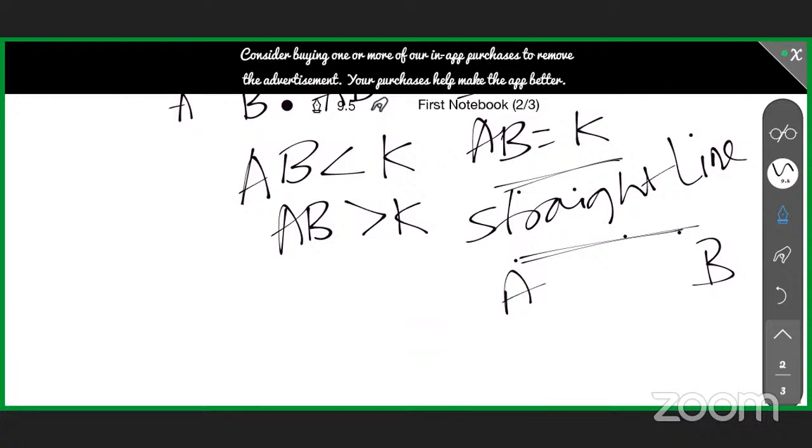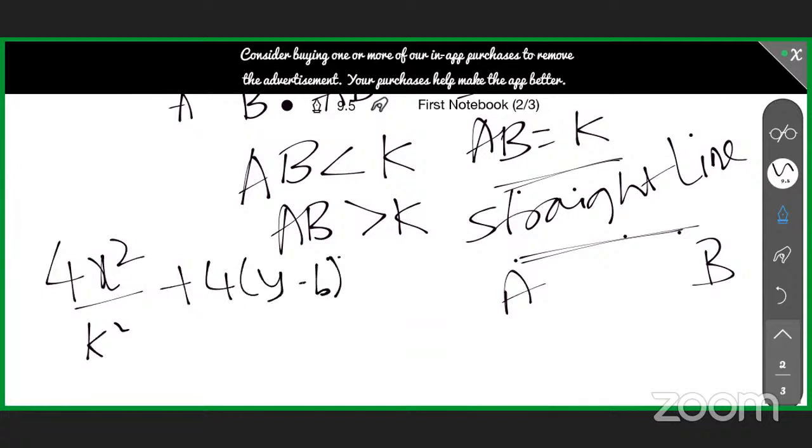See, listen carefully. The equation of the straight line is very simple. I gave two conditions. Correct, no? Students, are you in the meet? What I told, 4x square by k square plus 4 into y minus b whole square by k square minus 4 equal to 1. Pardon? 8y equal to 0. 8y is equal to 0. Simplify much more further.